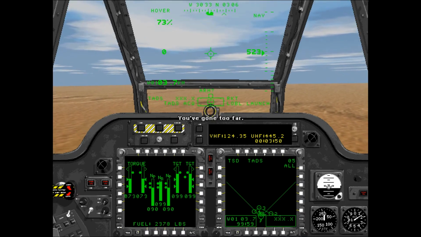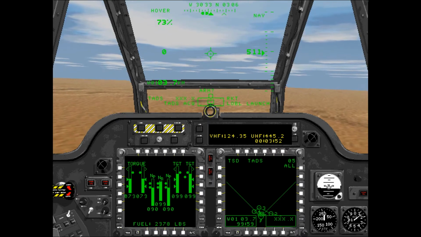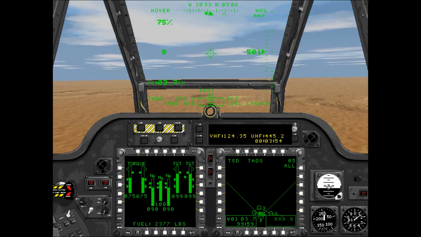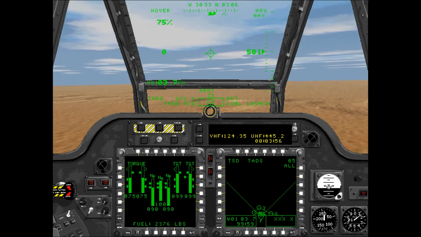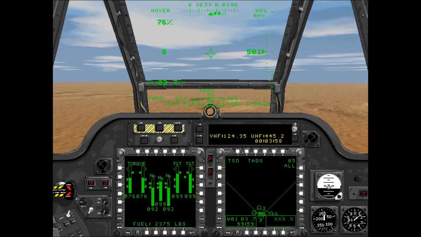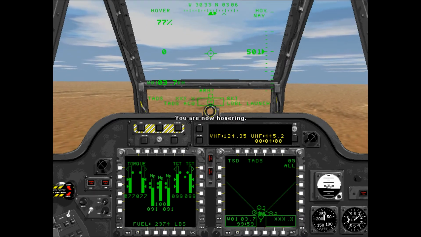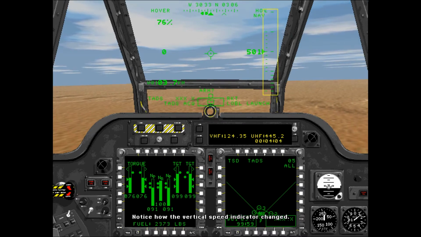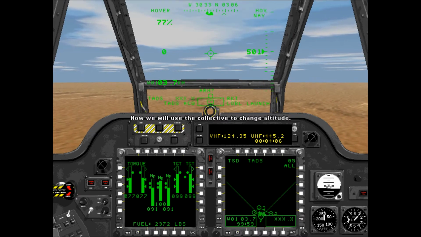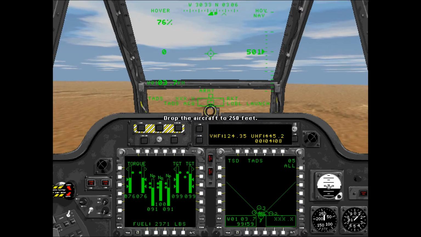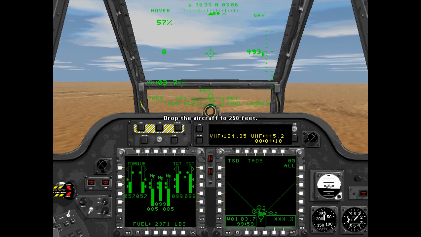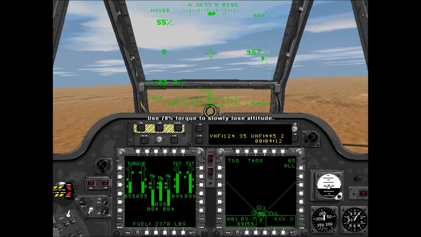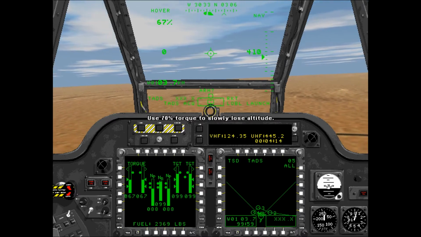You've gone too far. You are now hovering. Notice how the vertical speed indicator changed. Now we will use the collective to change altitude. Drop the aircraft to 250 feet. Use 70% torque to slowly lose altitude.